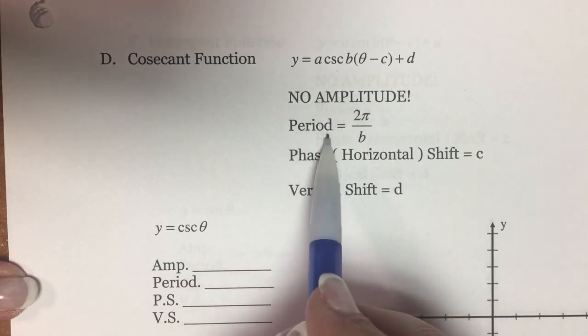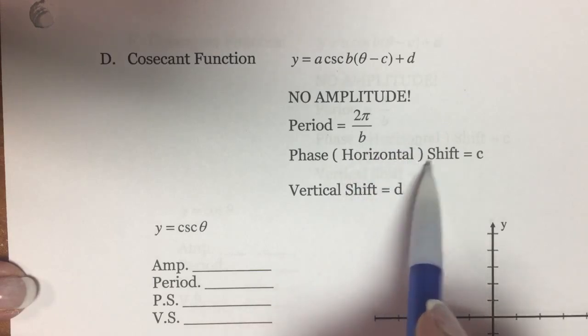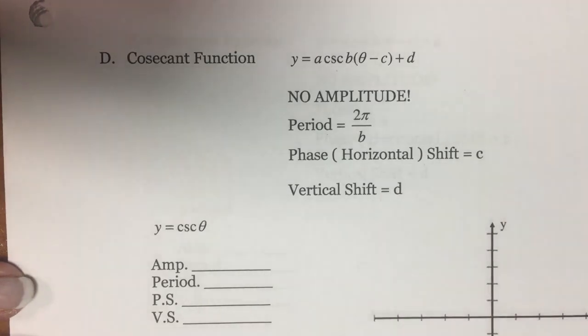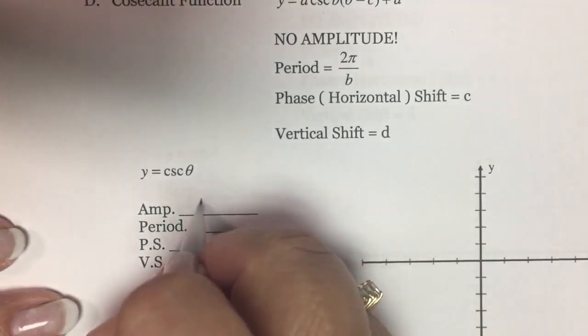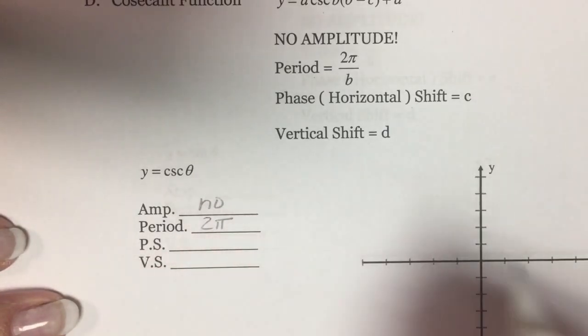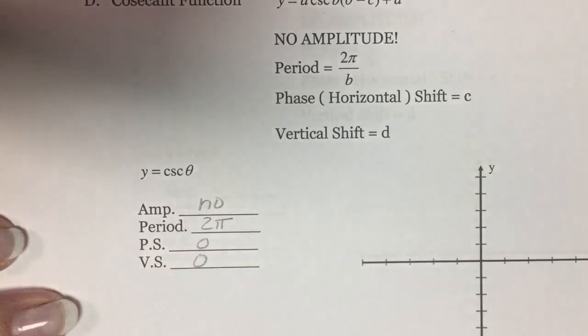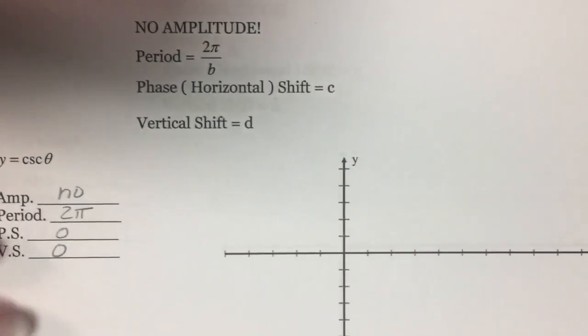Your period is back again, 2 pi over b. The only ones that are pi over b are tangent and cotangent. Your phase shift and vertical shift are c and d, but again, we're looking at the parent graph, so we don't need that for right now. So there's no amplitude. The period would be 2 pi, because it's 2 pi over 1, and your phase shift and vertical shift are going to be 0. Okay, so here we go.